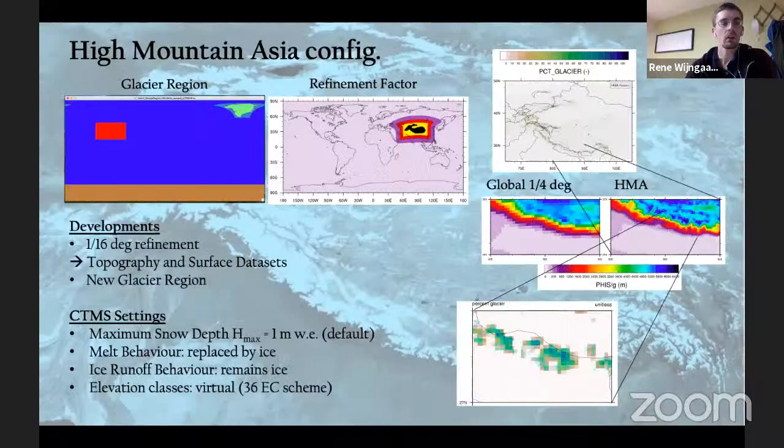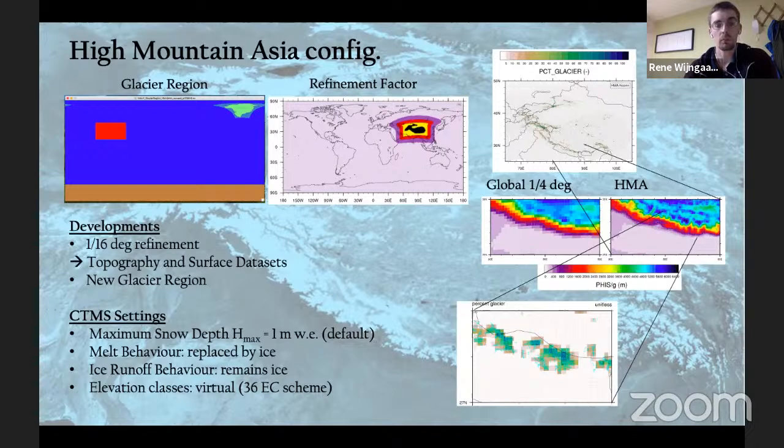And further, we also created a new glacier region because we wanted to have more freedom in our melt ice runoff settings, so to say. So that is the red box over here that is covering high mountain Asia. And the melt and ice runoff settings are the same over there as in Greenland or in Antarctica.